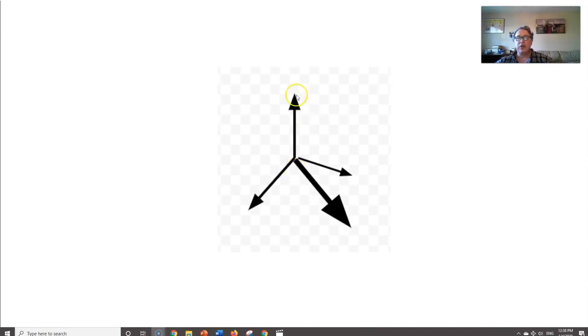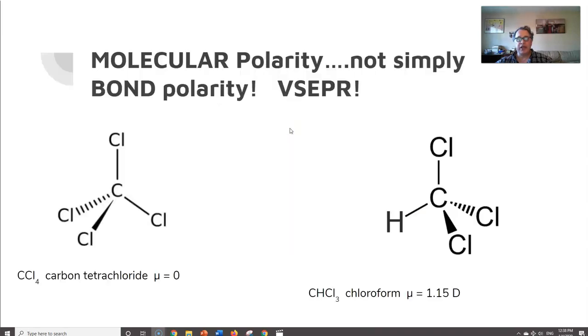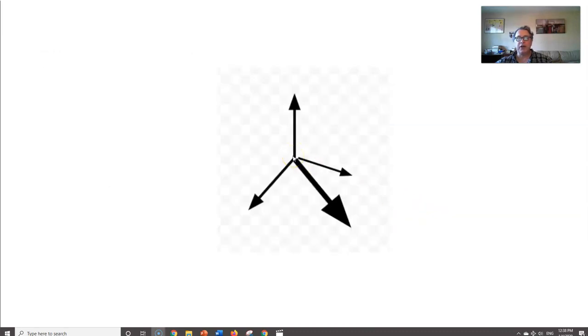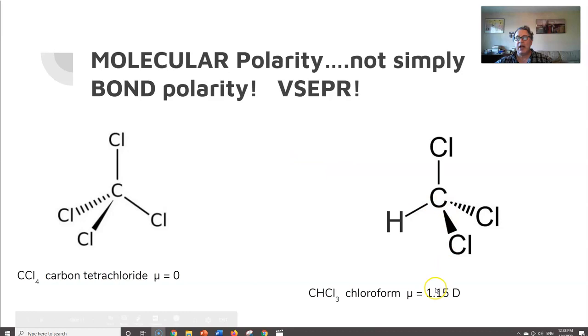Whereas if you disrupt that symmetry where one of those atoms is different, which is the case, of course, for chloroform, where you have a carbon-hydrogen bond, then you have the possibility of these vectors summing to a non-zero molecular dipole moment, which is in fact what's happening. That's why chloroform has a non-zero dipole moment and is a polar molecule, and that's why carbon tetrachloride, even with an additional carbon-chlorine polar covalent bond, has no dipole moment and is a non-polar molecule.